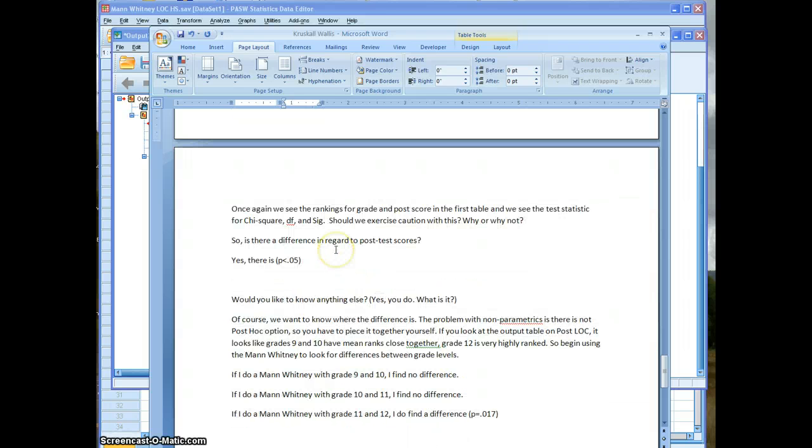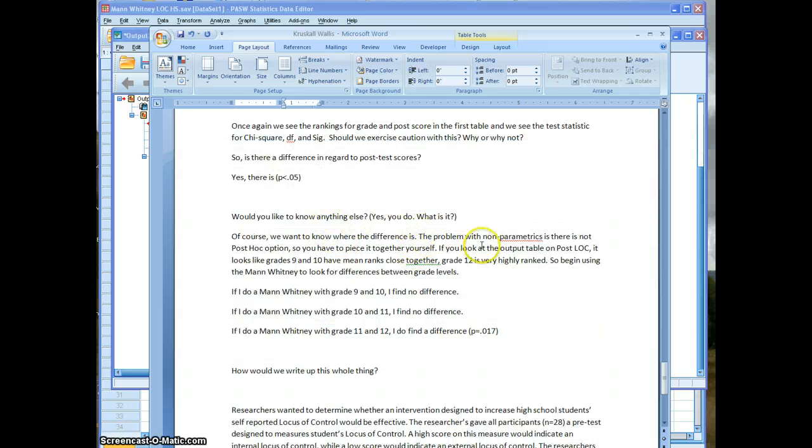Now, just like in ANOVA, it's not always enough to say yes, there's a difference, because automatically when you say there is, people want to know one more thing. Okay, where is the difference? The problem with non-parametrics is you cannot click a button and make it run the post hoc test like you did in ANOVA. If you remember back to that, it did the Tukey's post hoc test, and I'll tell you where the difference is. This doesn't really work that way.